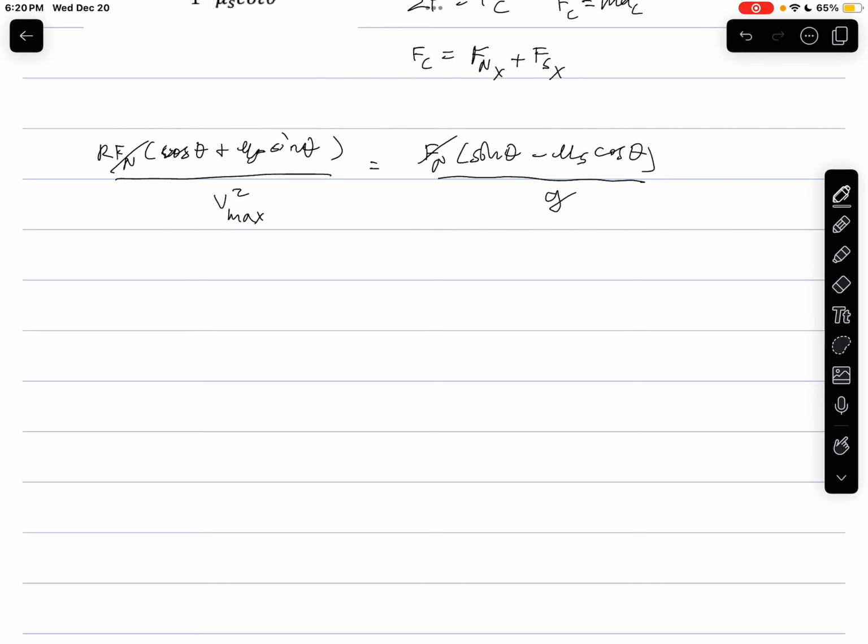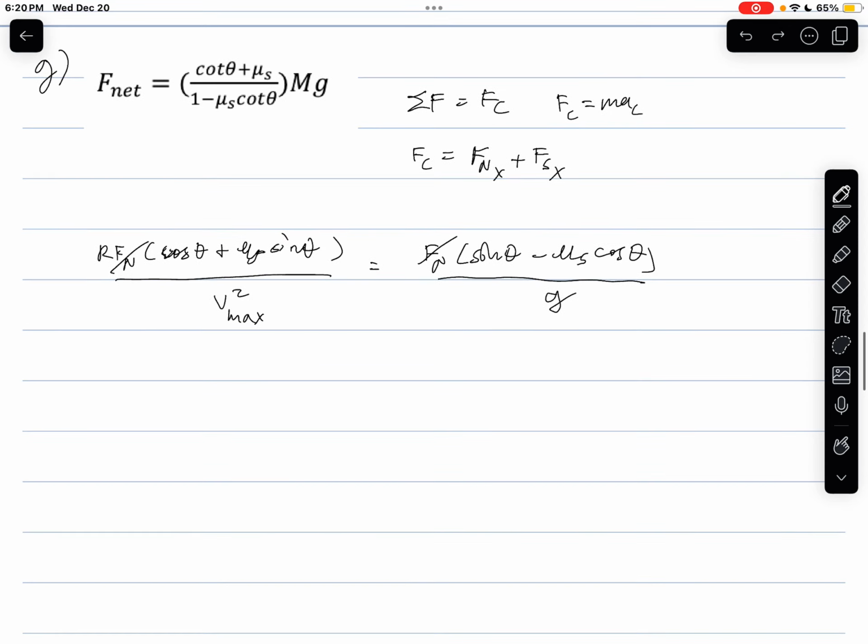So before, when I solved for Vmax, I found that there's R over Vmax squared, and that looks very similar to V squared over R, which equals AC. So I'm going to manipulate it so that it looks like V squared over R, so I can plug that back into this right here to get the net force. So then I'm going to divide both sides by cosine of theta plus mu s sine of theta.